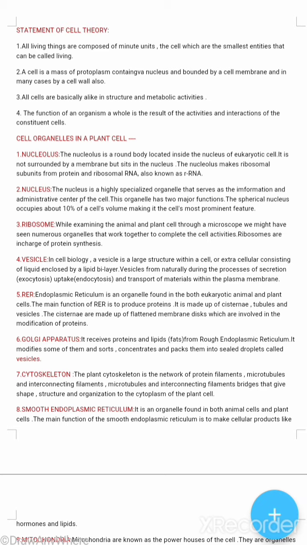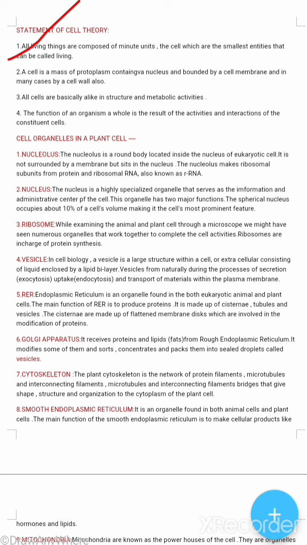Statement of cell theory. Number 1. Living things are composed of minute units, the cells, which are the smallest entities that can be called living. Number 2. A cell is a mass of protoplasm, containing a nucleus and bounded by a cell membrane and in many cases by a cell wall also.